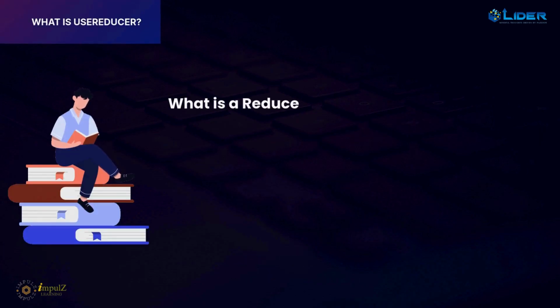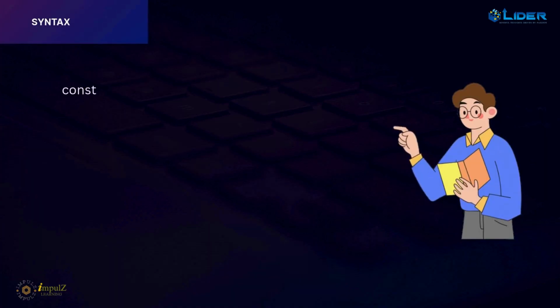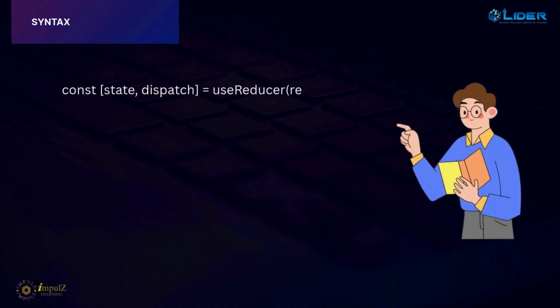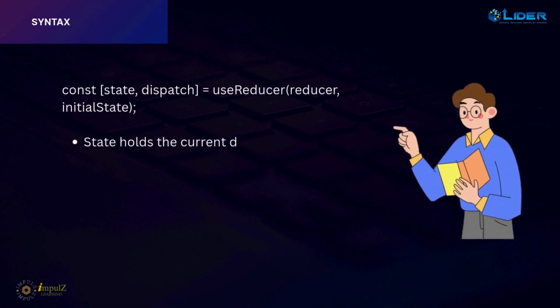Next, let's see what a reducer is. A reducer is a function that takes the current state and an action, and returns a new state based on that action. Here's the syntax of useReducer. We get two values from it, state and dispatch. State holds the current data, dispatch is used to send actions, and the reducer decides how the state should change.